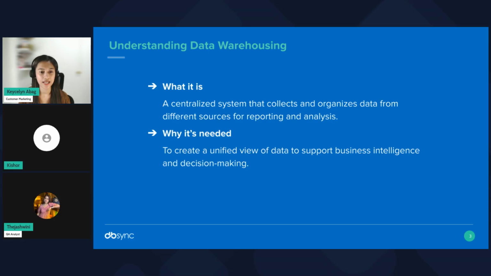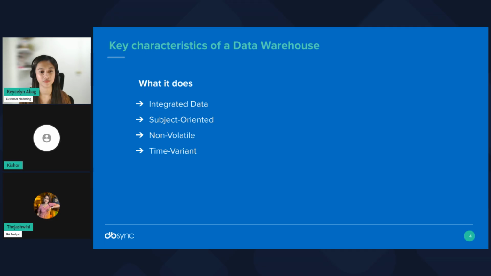Thanks for that, Kishore. That is a great definition. We're also curious, what are some key characteristics of a data warehouse? Sure. Some of the key characteristics of a data warehouse are: it holds integrated data. This means that the data is collected from various sources, such as transactional systems, and then they are cleaned, transformed, and consolidated into a single view. This allows for easy access and analysis of the data and the ability to track the data over time.